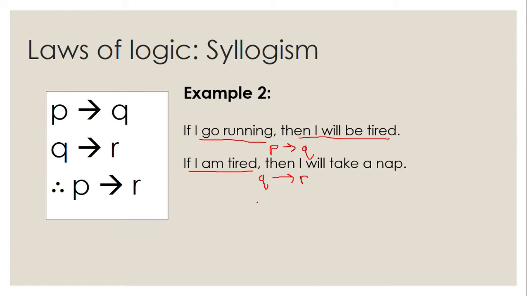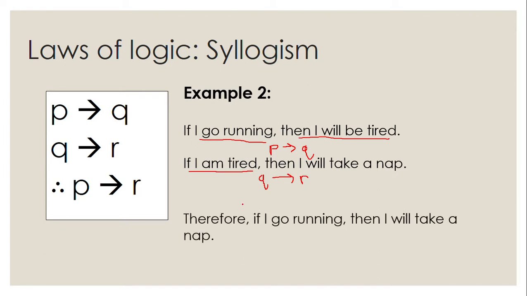So based on syllogism, we have P goes to Q, Q goes to R. Therefore, P should go to R. So let's see. So here we have, therefore, if I go running, so that's P, then I will take a nap. And I will take a nap, that's what we called R. So this is valid according to the law of syllogism. So, yay. Valid argument. And you'll get SOL questions that give you an argument and they say, is this valid? And so you have to remember what these laws say and see if it matches the same pattern.